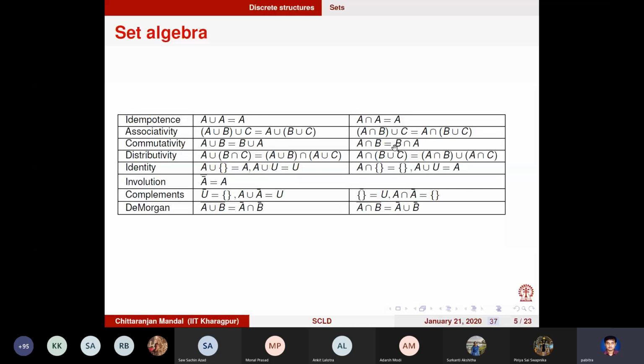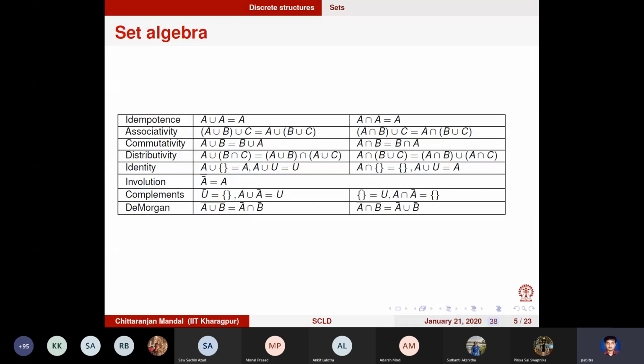There is one more associativity that holds. If you have an expression A intersection B union C with a parenthesis here, that means first you evaluate A intersection B and the result you union with C. Whatever you get is one and the same as first taking the union of B and C and then taking the intersection with A. So you see, I have just moved the parentheses. I've changed the order of computation, but that doesn't affect the result. Any questions so far? I hope all of you are listening.